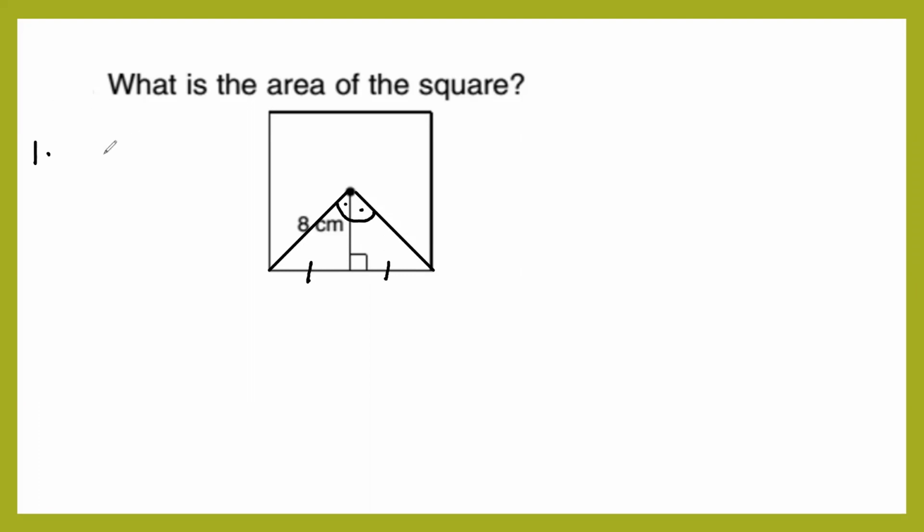Again, the apothem is an angular bisector. Number 2, it is a perpendicular line to the base. Number 3, it divides the base into equal parts.